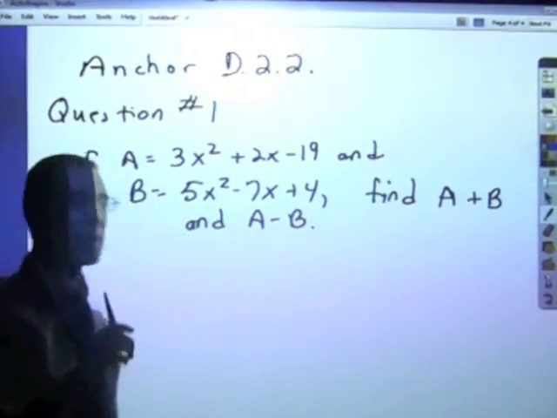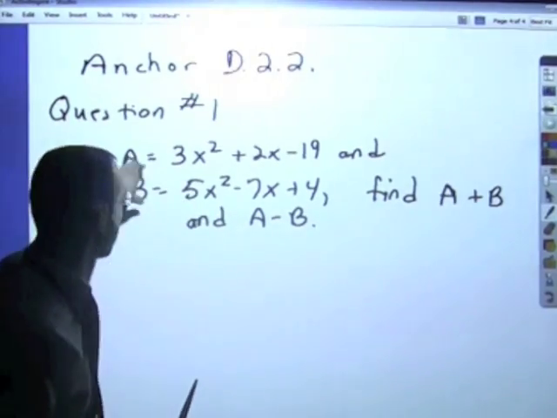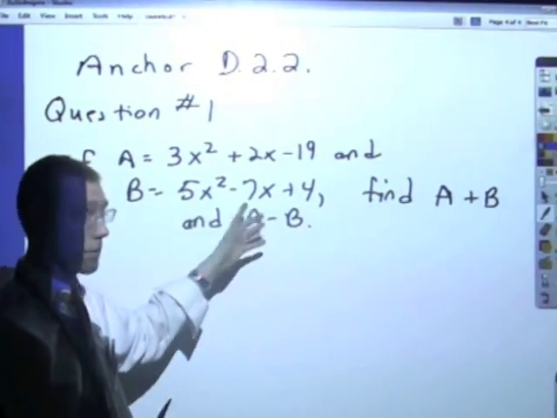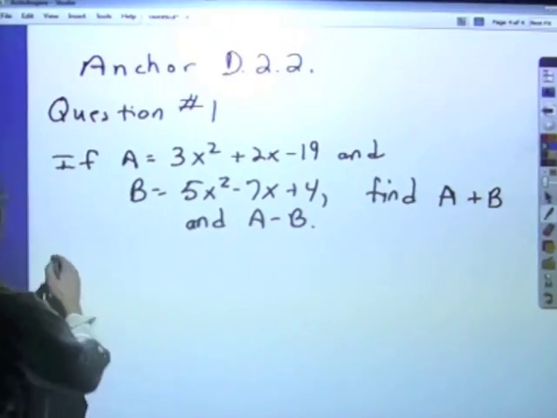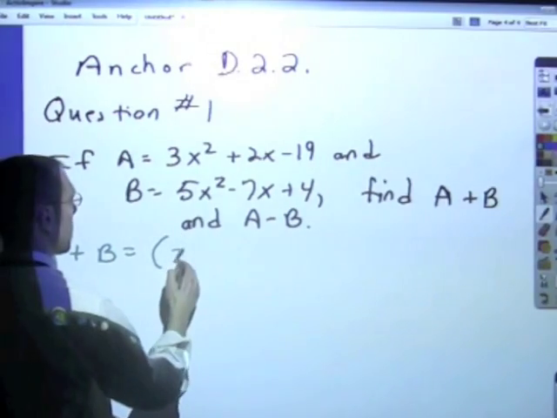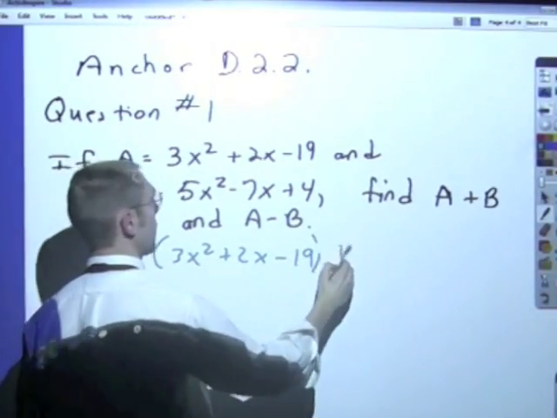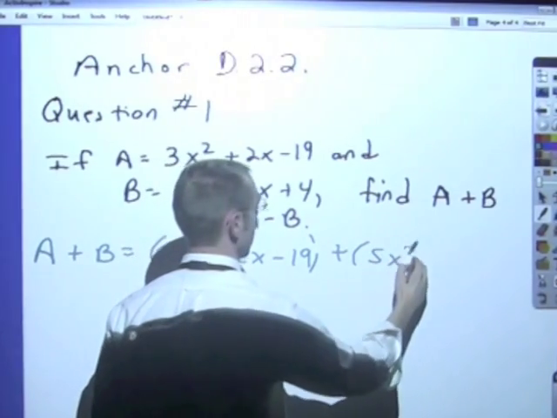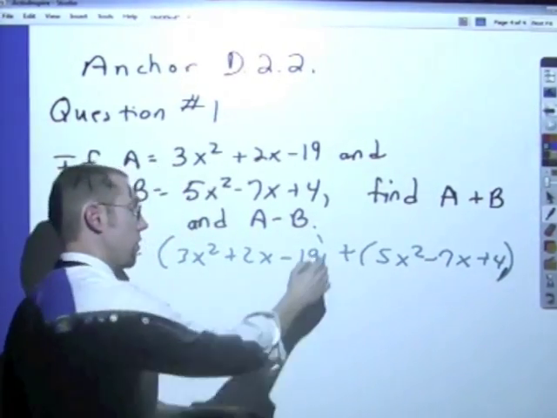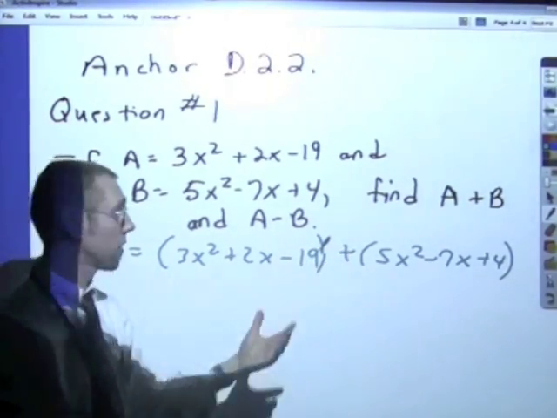All right, so coming back to question 1, we have the 2 assignments again with polynomial a and b. We want to find their sum and their difference, which is subtraction. All right, what we're going to do is we're going to take a plus b, which is 3x squared plus 2x minus 19 plus 5x squared minus 7x plus 4. It's addition. If you want to drop the parentheses off, you can, but you don't have to because of the addition sign, nothing will change.